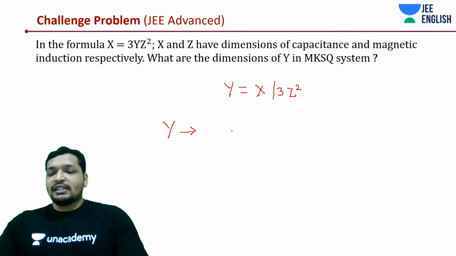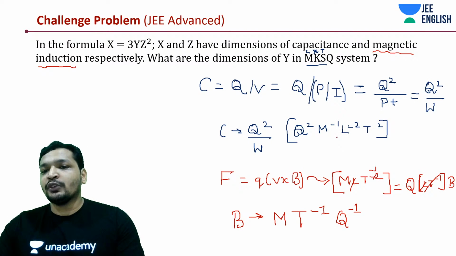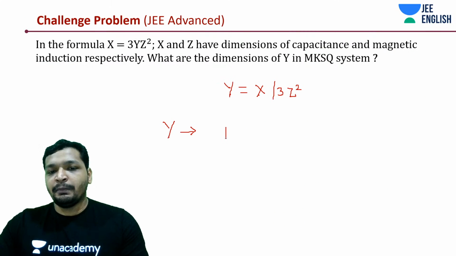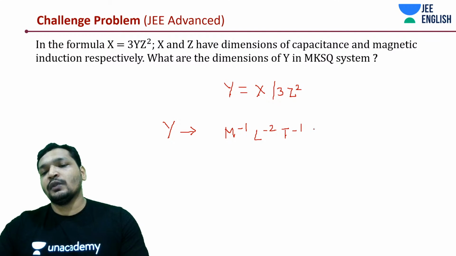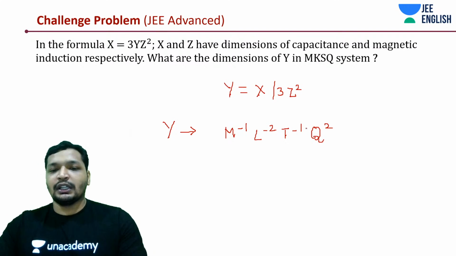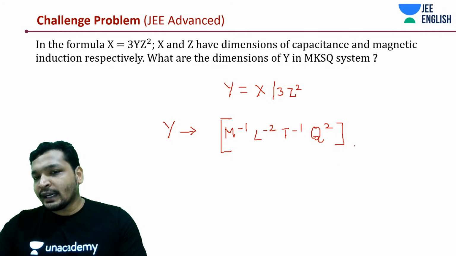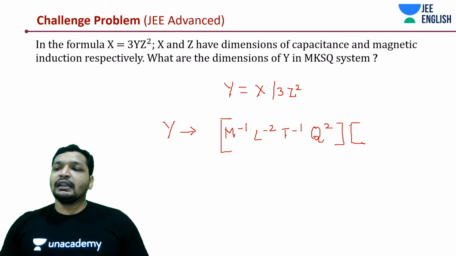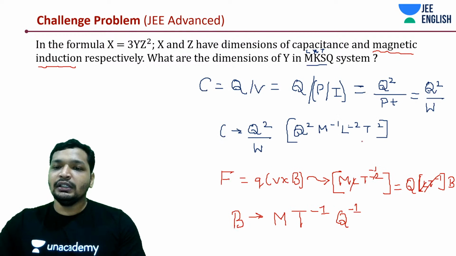So x, what is the value of x? We just calculated x. X is capacitance, x is q square, m to the power minus 1, L to the power minus 2, t square. Sorry, m to the power minus 1, L to the power minus 2, t to the power minus 1, q square. You can check it out. This is what is written over there. Divided by, directly again converting it, writing to the power minus, because you can add it up or subtract it accordingly.